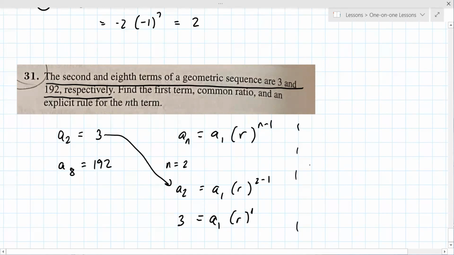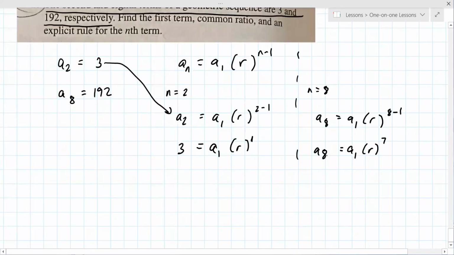So now we're going to do it for n equals 8. We get a sub 8 equals a sub 1 r to the 8 minus 1 power, so a sub 8 equals a_1 r to the 7th power. But a sub 8 is really 192. So what we've done here is we've taken these two pieces of information and written two equations. How many unknowns do you see in these two equations? 2. And you have two equations, so you should be able to solve them.